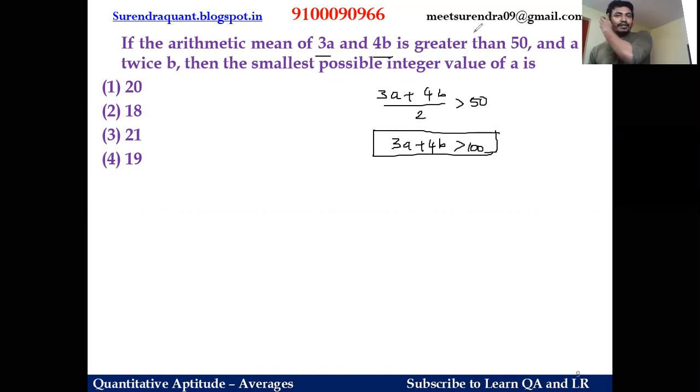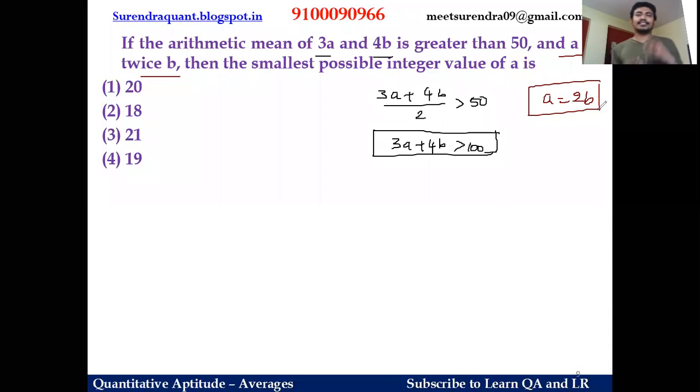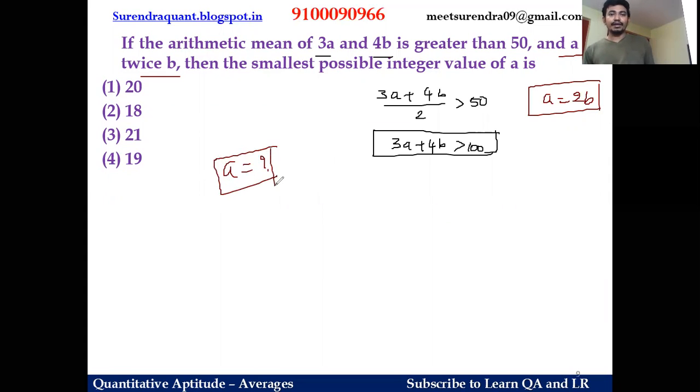What is the next statement given? He has given that a is twice b. So guys, if a is 2b, this is the given information. What is the smallest integer possible value for a? So what is the smallest value for a? The least value for a? I mean, you are looking for a, so let us eliminate b.